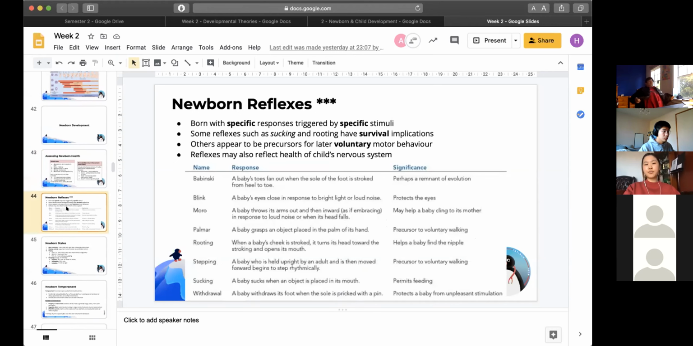What is really important for newborn development is these newborn reflexes. They will 100% ask at least one of these newborn reflexes in the exam or in a quiz at some point. So this is what I would really suggest having a look at. Basically, we are born with specific responses, specific reflexes that will be triggered by specific stimuli. So these are the names of the different reflexes. I would suggest the responses are pretty descriptive, but if you're not sure what a reflex looks like, have a Google and see on YouTube what it looks like.